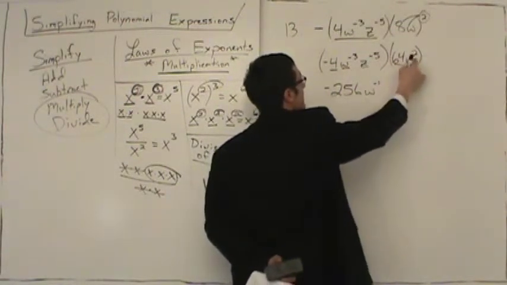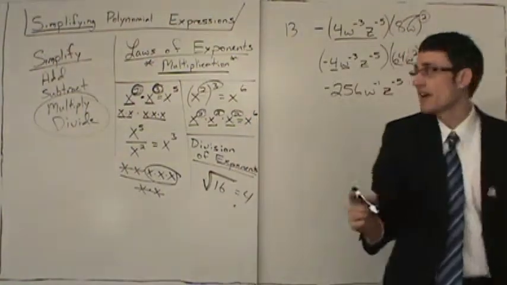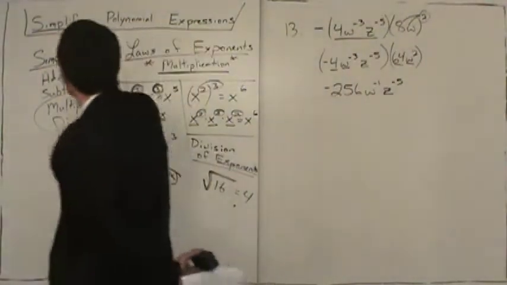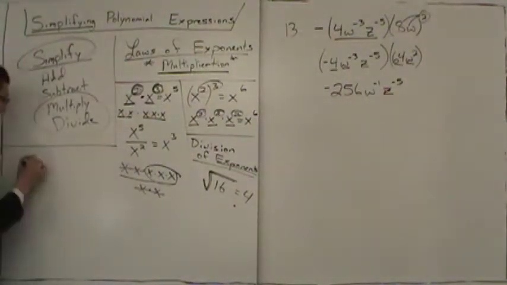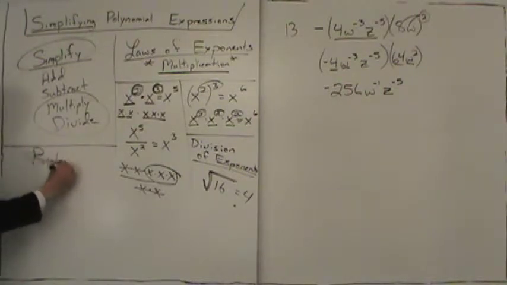And z to the negative fifth has nothing to combine with, so we write z to the negative fifth. Is this our final answer? No. Remember that simplify comes with special rules. Remember simplify. Okay, so when we are simplifying, we have special what? Rules. And these rules say what?